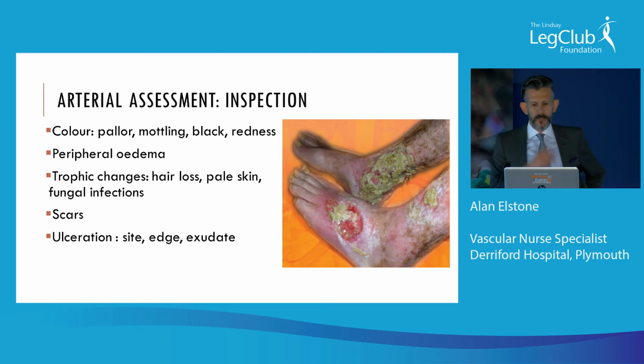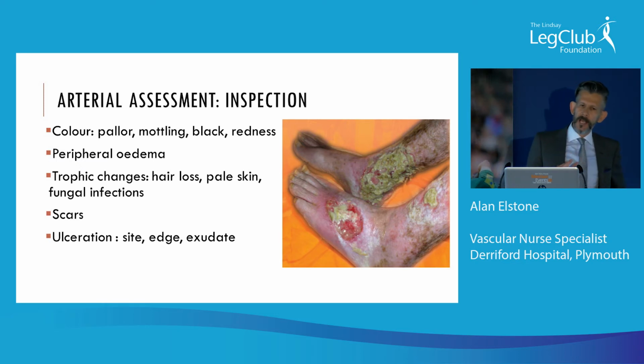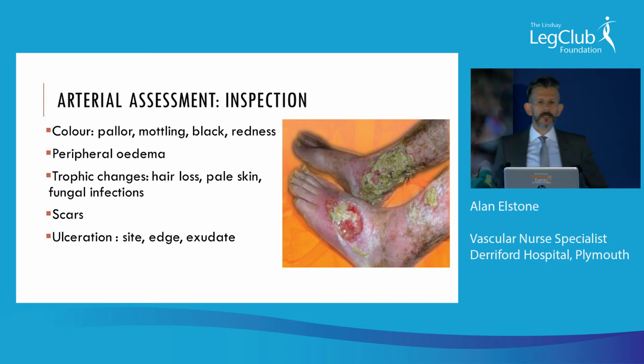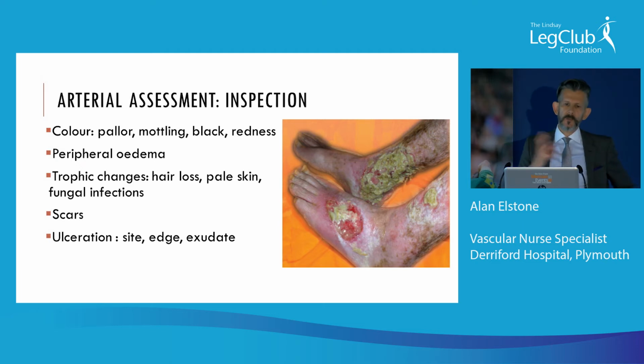We spoke yesterday about trophic changes to the nail, hair loss, fungal infections, scars from previous surgery. Maybe patients have had their long saphenous harvested for coronary artery bypassing, any ulceration. I'm not going to go into depth about ulceration assessment today, but what's different, what's changed, what are we seeing that's not perhaps normal clinically?